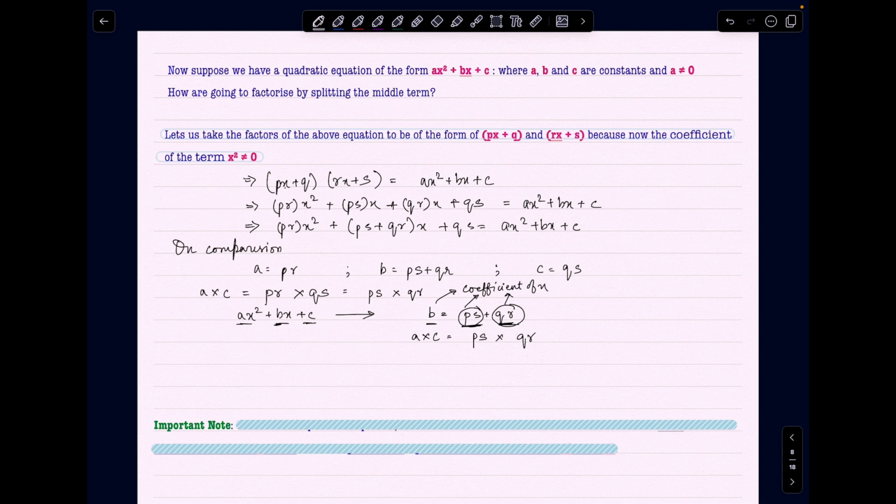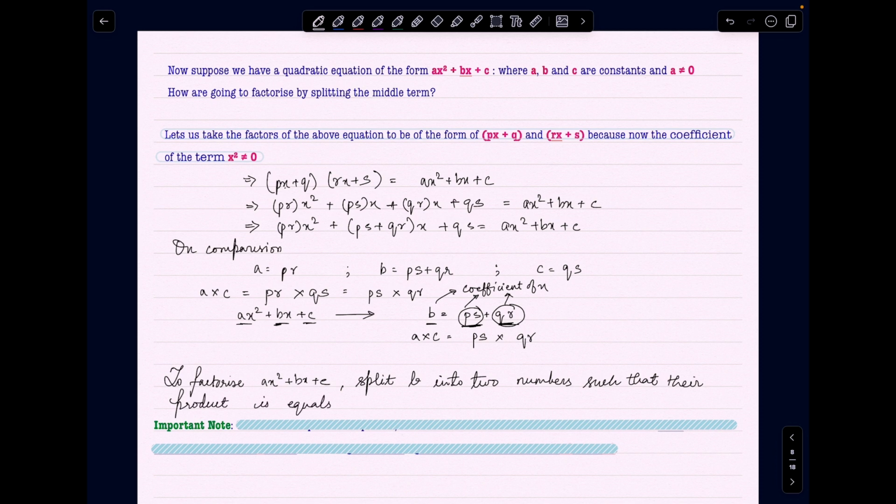Okay, so what I am going to write is: to factorize ax square plus bx plus c, split b into two numbers such that their product is equal to a into c. Got my point?